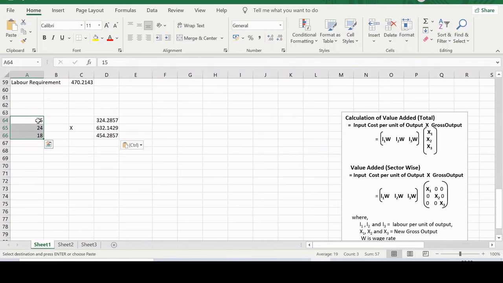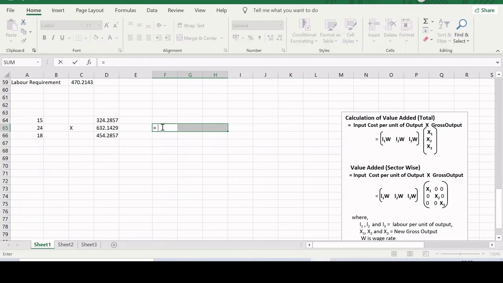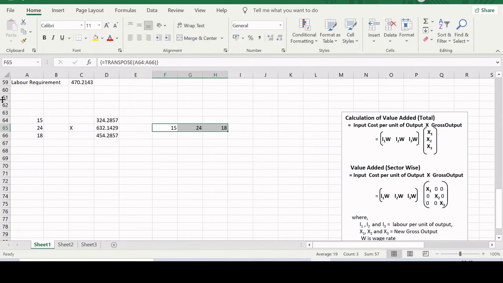So to convert this, we simply need to transpose this matrix. So I am transposing this matrix. After transposing, this will become a matrix of order 1 by 3. So after selecting the range for a 1 by 3 order matrix, I am using the transpose function, and we have to calculate the transpose of this labor cost per unit of output matrix. Now to get the result, Control Shift and Enter. We got the transpose of this labor cost per unit of output matrix.